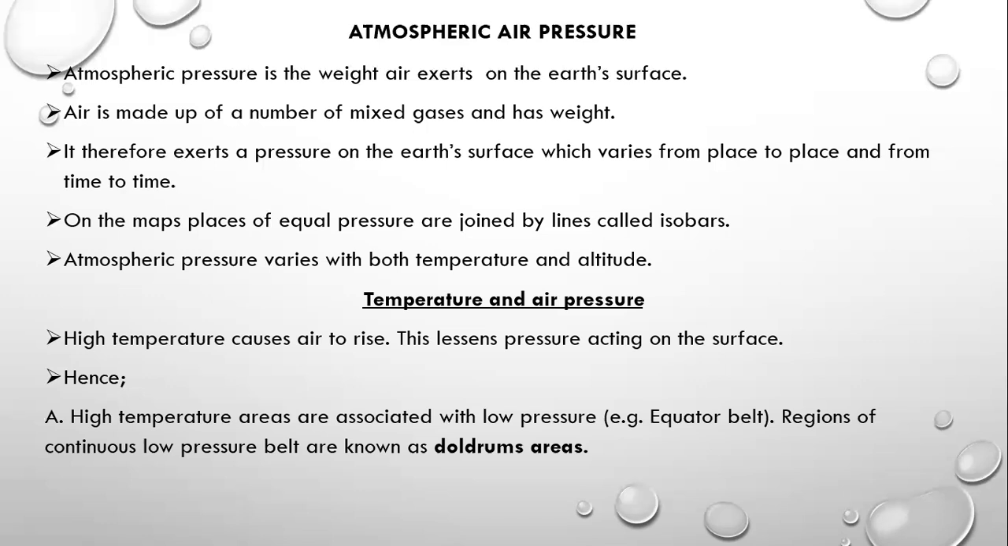When there is too much sunlight in an area, for example, it warms up the air, and when air is warm, it becomes very light, thereby rising up, creating a vacuum. And these areas of continuous low pressure are what we call doldrum areas. So these are doldrums.